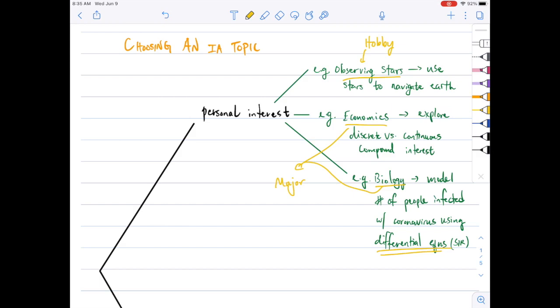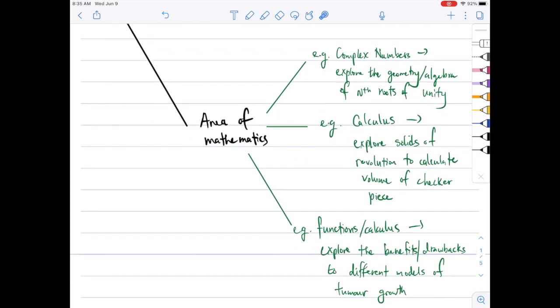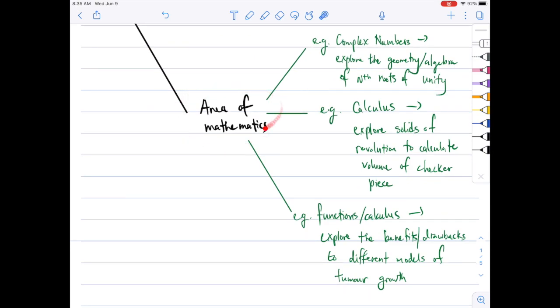Okay, so that's the first way to find an IA topic: you go based off of personal interest. And the second way is to go based off of some area of mathematics. Most of the time, a student's personal interests don't quite align with mathematics at the HL level, and that's perfectly fine. There are many students who've written really good IAs, and they didn't start with personal interest. They just started with an area of mathematics that they were interested in.